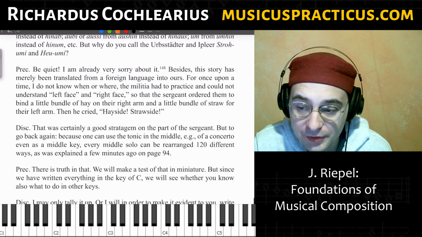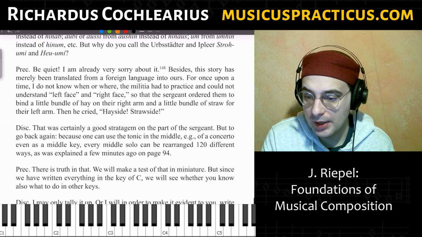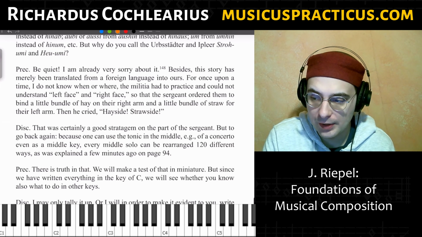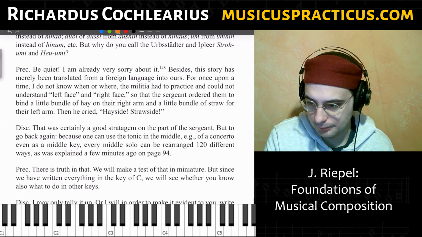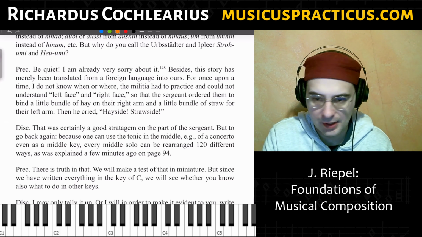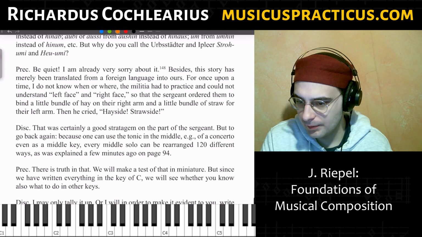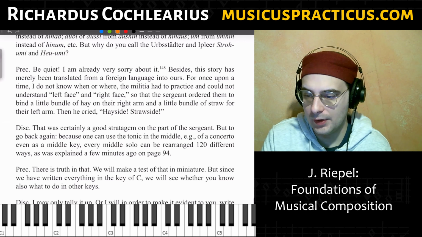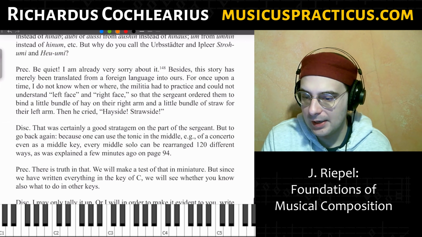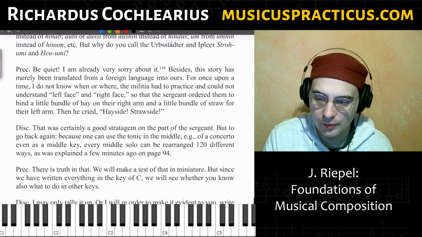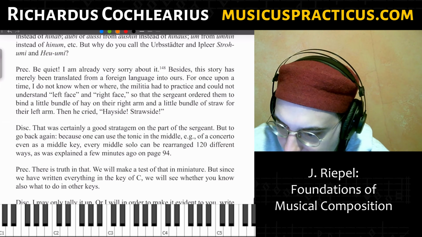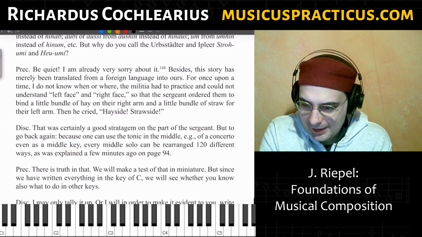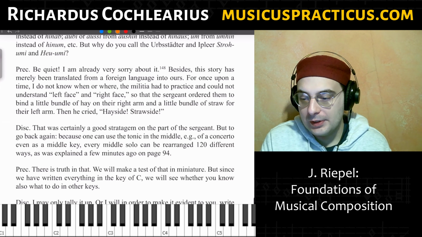Besides, the story has merely been translated from a foreign language into ours. For once upon a time, I do not know when or where, the militia had to be practiced and could not understand left face and right face, so the officer ordered them to bind a little bundle of hay on their right arm and a little bundle of straw on their left arm. Then he cried, "Hay side, straw side!" That was certainly a good stratagem on the part of the surgeon.